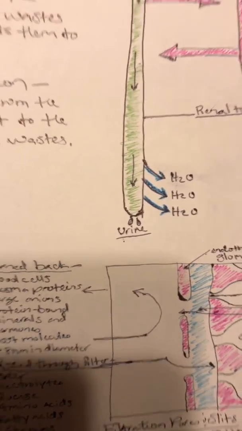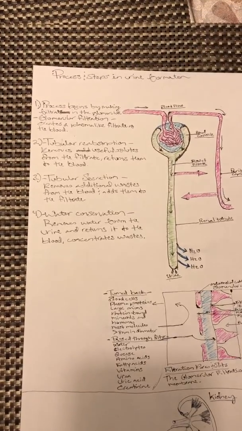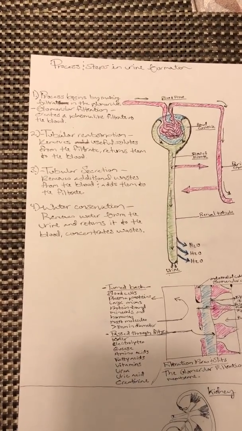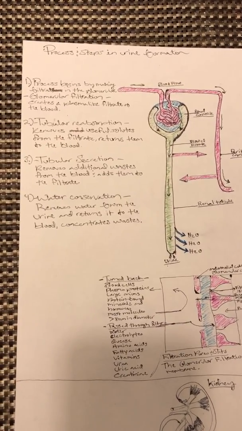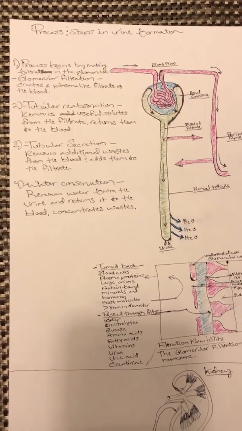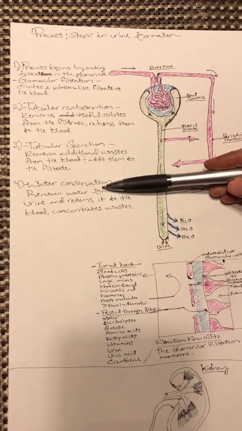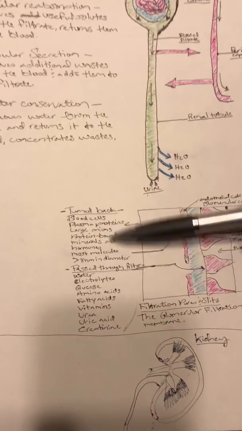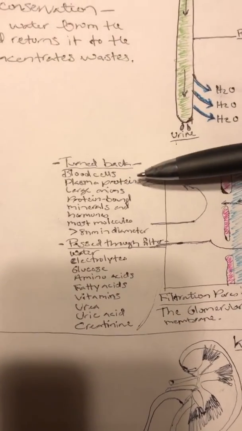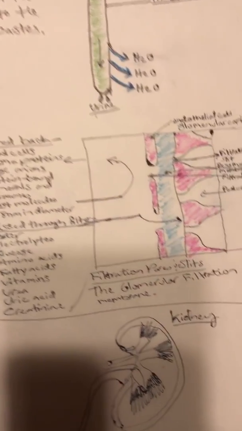So this is the process. We'll start with the first step, which is the glomerular filtration. The second step is the tubular reabsorption, and the third step would be the tubular secretion, and then you have the water conservation. And then this is very important: the products that are going to be retained and the ones that will be excreted.